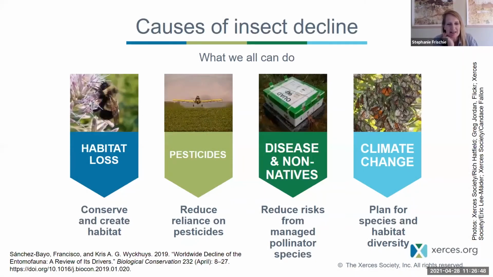This is a slide we've seen before, but again, these were the four main threats that affect invertebrate abundance and diversity. And again, if we look at management practices, which ones are contributing or part of these threats and which ones are counteracting these threats.